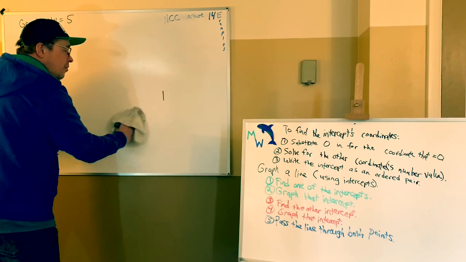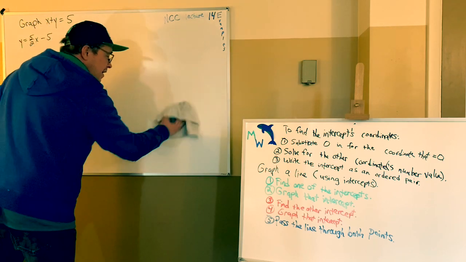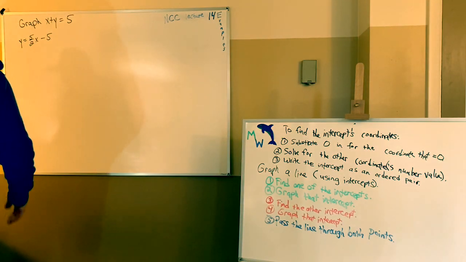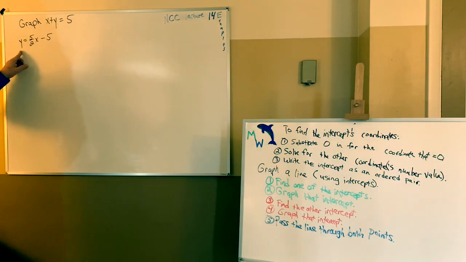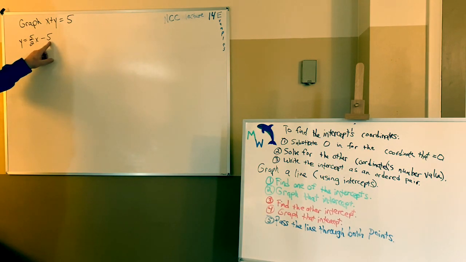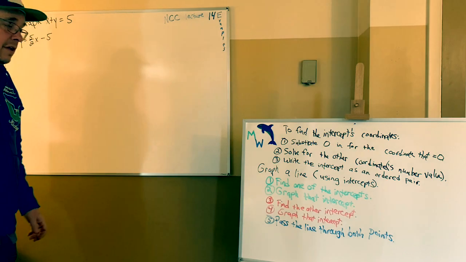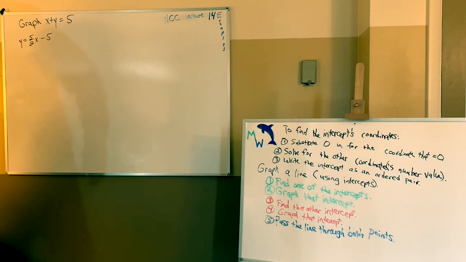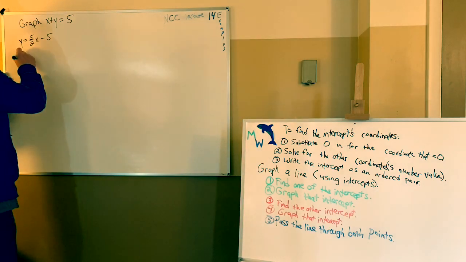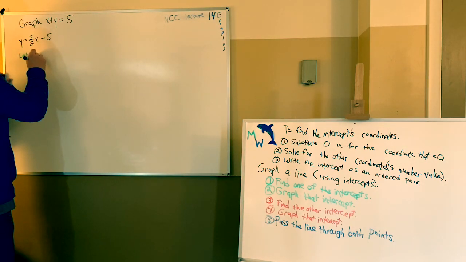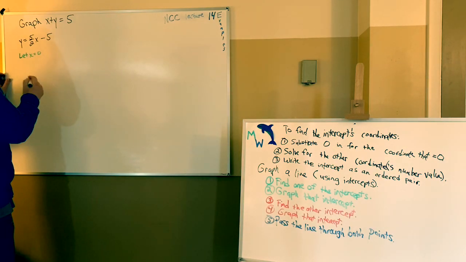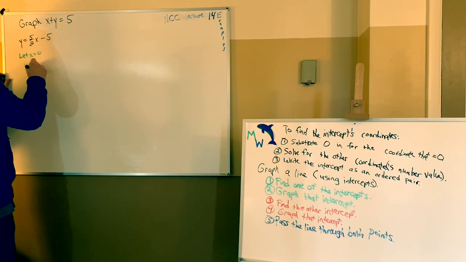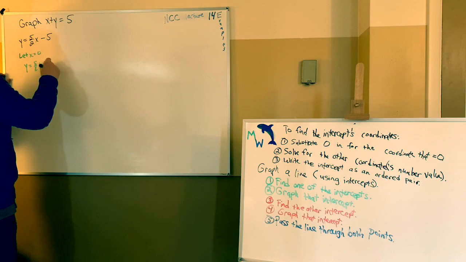But according to what I said, and I wasn't lying or trying to trick you, if it's got a y and it's got an x and it's got a number that does not equal 0, it's going to be able to be graphed with intercepts. So we're going to go ahead with what this says. Let's let x equal 0. So when we see the x, we'll put parentheses around 0. y equals 5 over 2 times 0 minus 5.